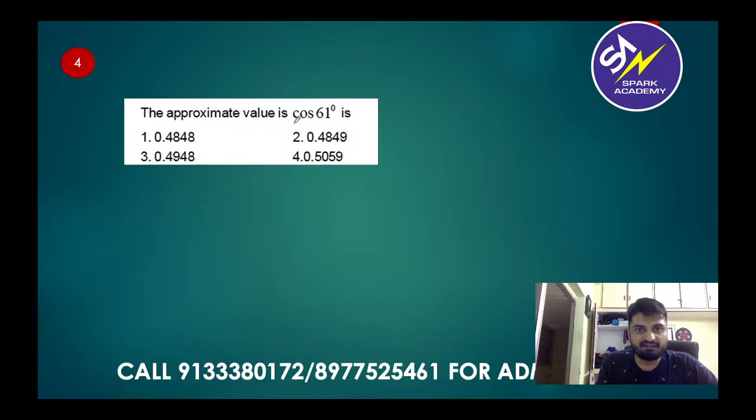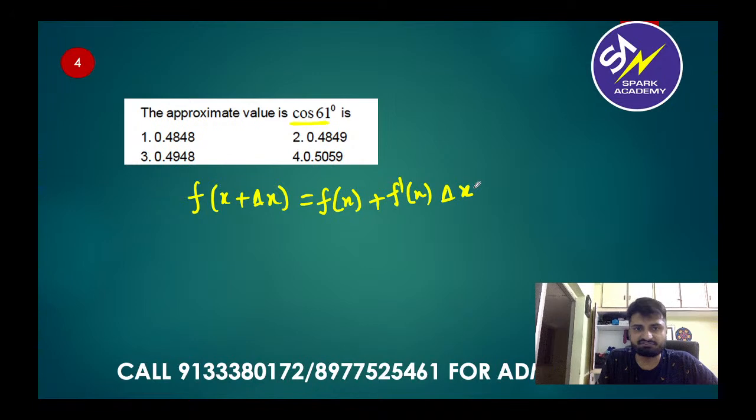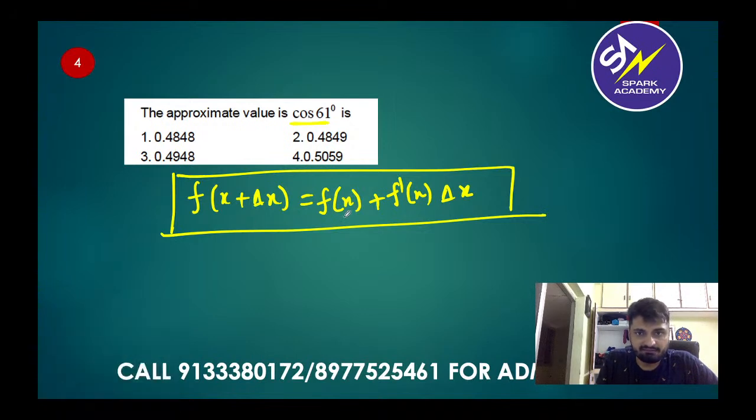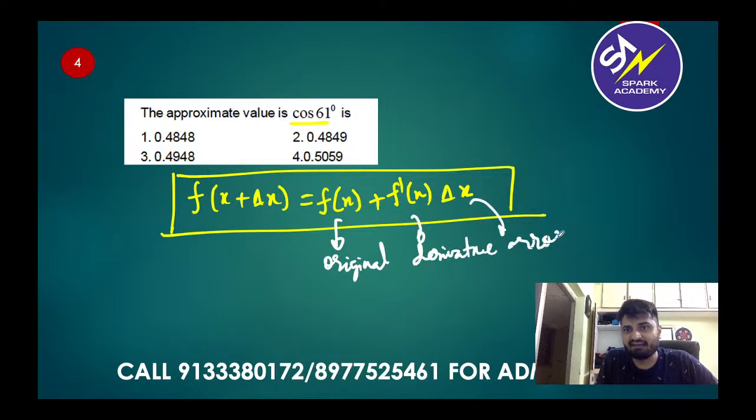They are asking you what is the approximate value of cos 61, right? Basically, approximations has a very simple concept. If you have f of x plus delta x, that you can write it as f of x plus f dash of x into delta x. This is the formula of your approximate value where this is your original function, this is the derivative, and delta x you already know is the error.